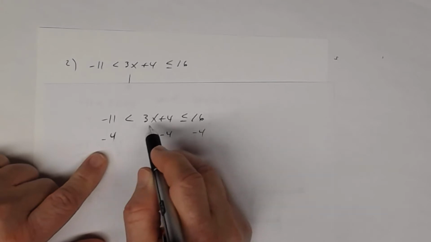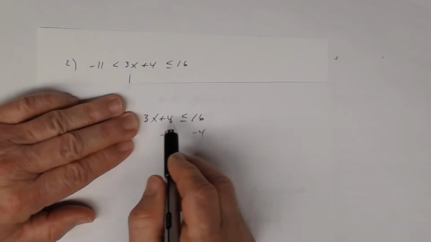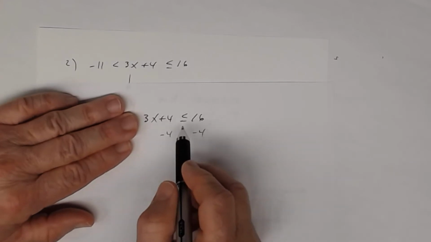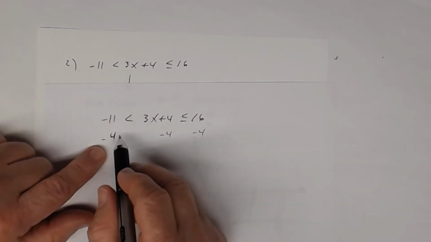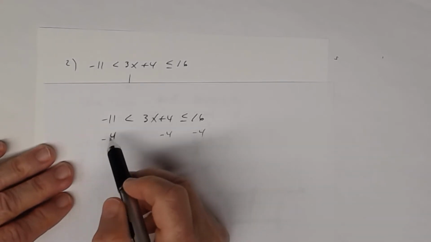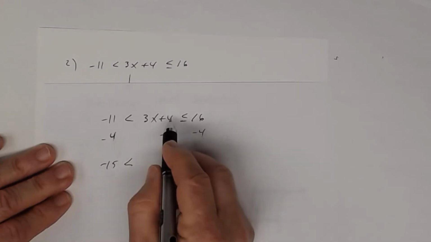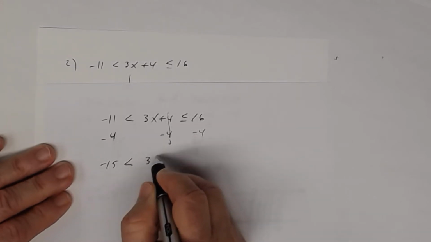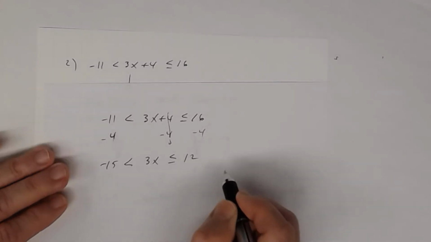So I'm trying to get x by itself. If you were to cover this up and solve this simple linear inequality, that's what you would have done, right? You would have subtracted 4 from both sides. Well, you have 3 parts here, so subtract 4 from all parts. Negative 11 and a negative 4 is a negative 15. It's less than, this is 0. So you get 3x is less than or equal to, and then 16 minus 4 is 12.